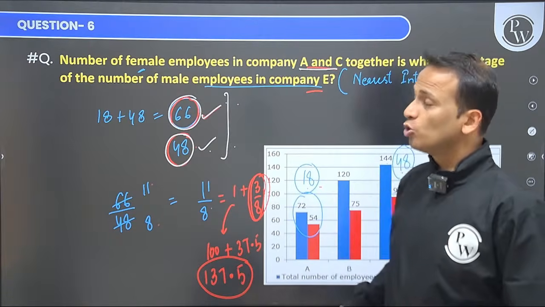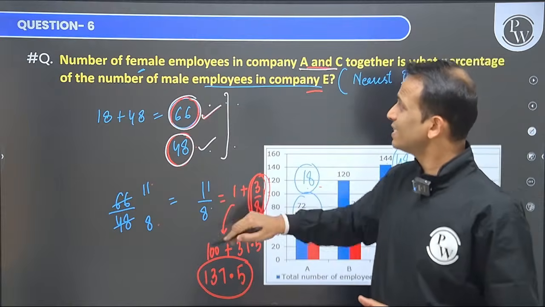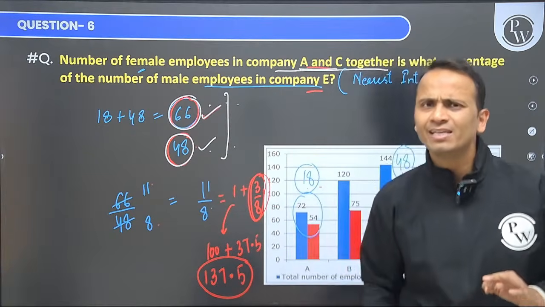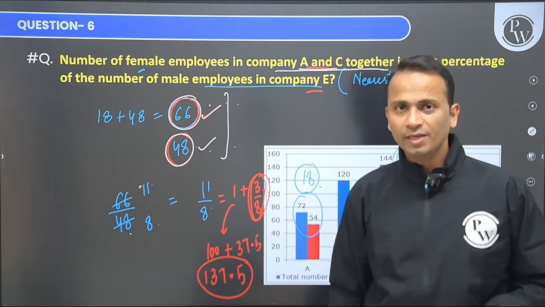Yes. So what do I have to find out? What I have to find out is: 66, the first number, is what percentage of the second number? So 66 divided by 48. Okay, right?